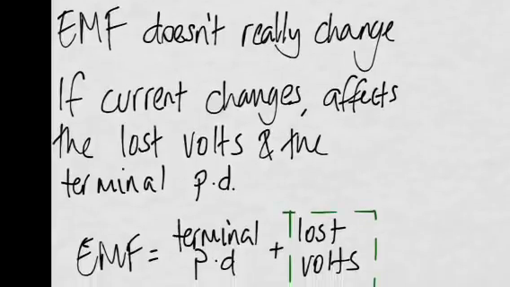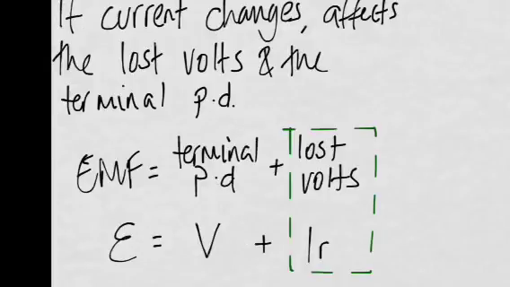So the EMF doesn't really change, however if the current changes it affects the lost volts and the terminal PD. So that is what you start with, it doesn't change. So the EMF equals the terminal PD, so that's the voltage using the voltmeter, what you can measure, so I've labelled that V, and the lost volts you can't measure directly either, but you do know the current, and because it's a series circuit the current will be the same here, and then you don't know the internal resistance.